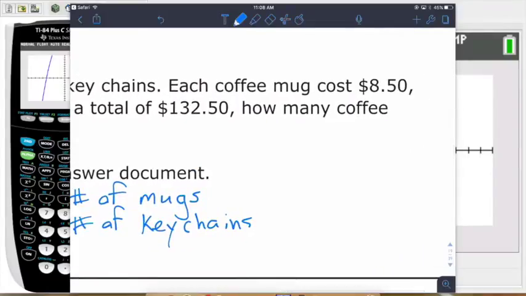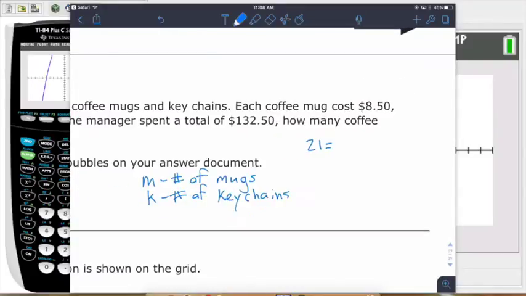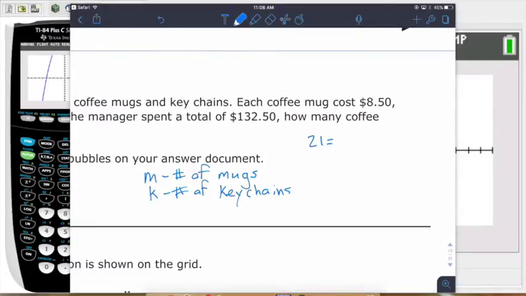Okay. Now, the first thing, they give us a total of 21 items bought. So I'm going to say 21 equals, and then we're just going to say, I guess, n plus k.